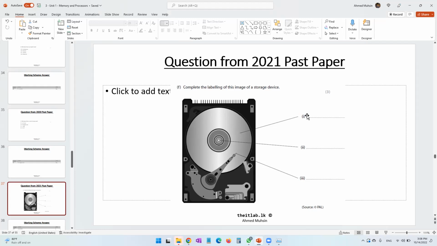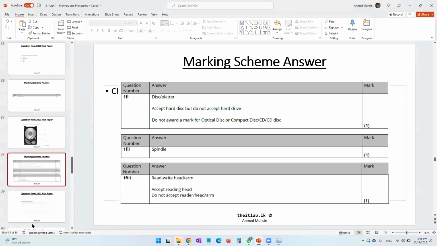Over here, part one would definitely be the platter. Underneath this, you will have other platters as well. Number two is going to be your spindle. When this rotates, the platter rotates. And number three is going to be your read-write arm. This is what takes data from the platters and gives data to the platter. So here they have mentioned it.